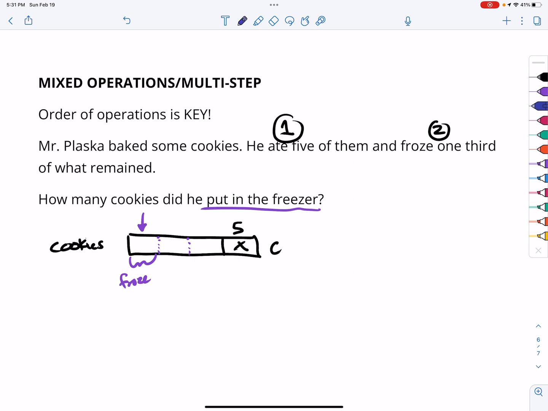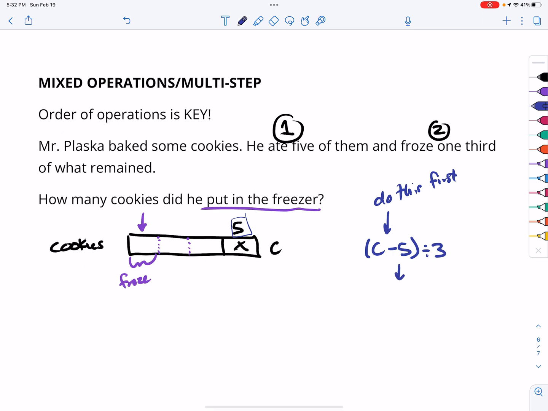I know that I had C number of cookies, and then I ate 5 of them. So that shows this first step here. I started out with an amount, I ate 5 of them, so I have some that are less. Now, whatever is remaining, or whatever answer I get from doing this first, I need to divide it by 3. So if you notice, I did put that in parentheses because I wanted to make sure that I do this first. Because I'm not freezing 1/3 of them and then eating 5. I'm eating 5 and then taking what's left over and then freezing 1/3 of them.